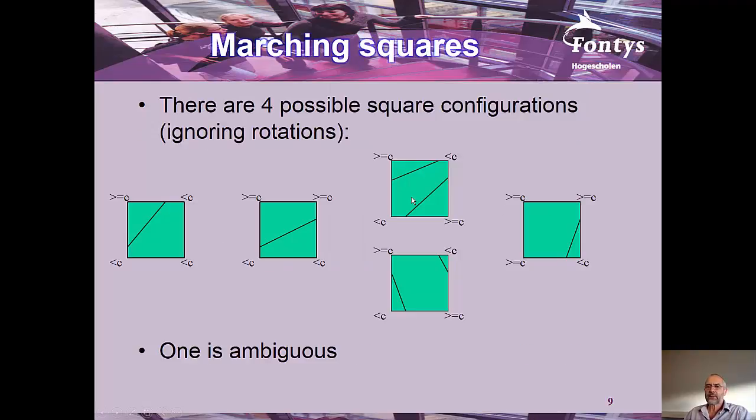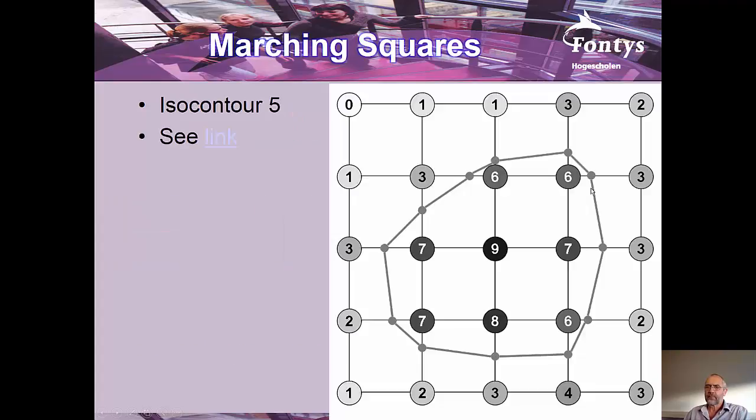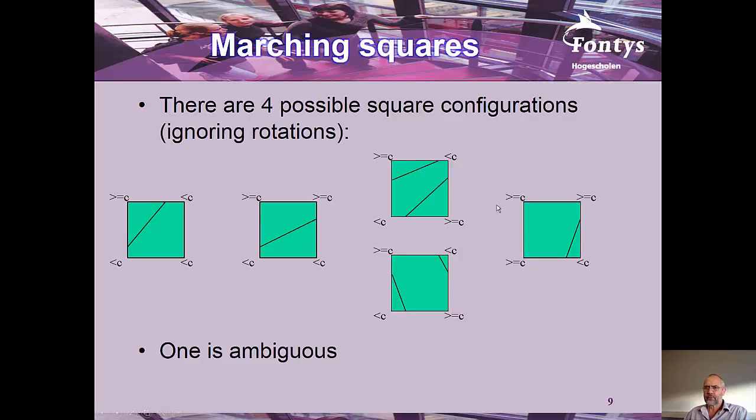So that's what we did here. We did not meet this situation, but we had, let's see, yeah, we have all the other situations here. Yeah, so here is a square that has 3 values higher than 5, 1 lower. So that's this one.